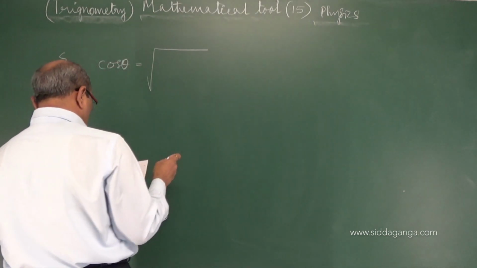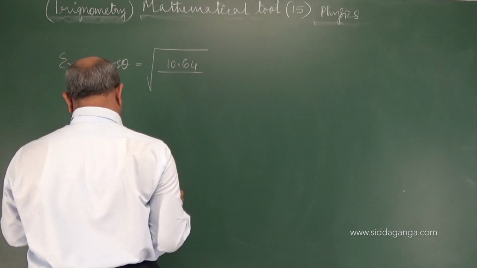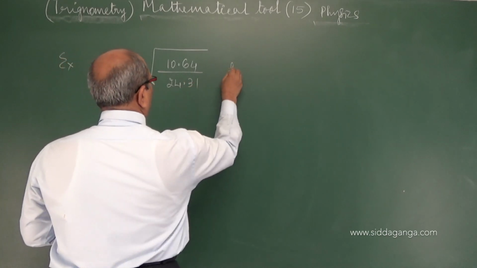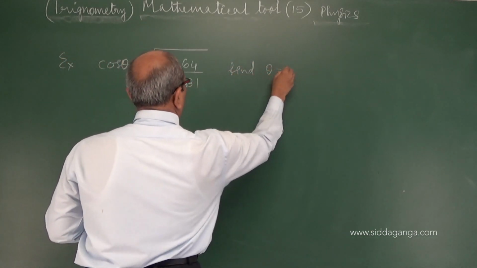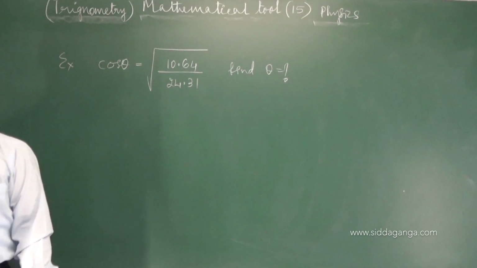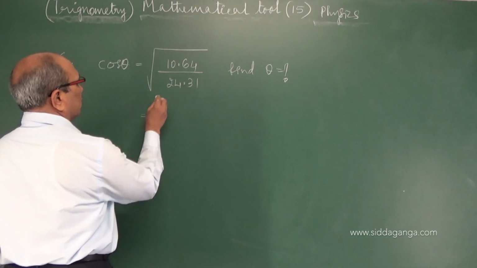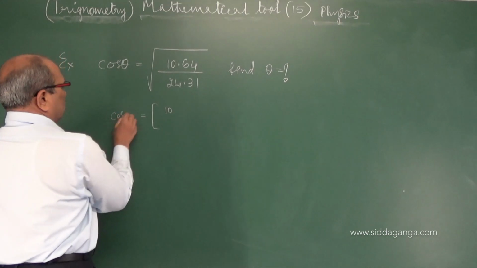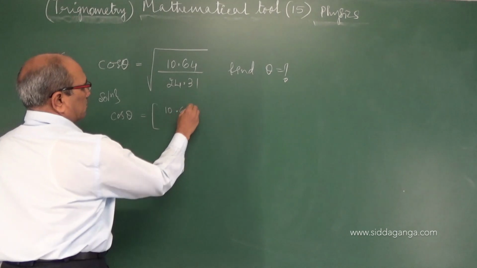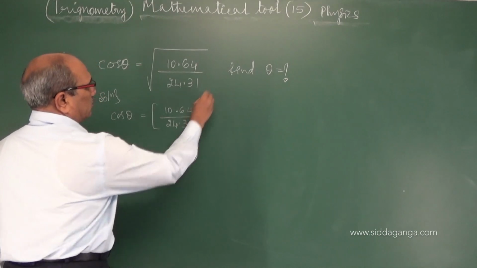See the next problem, cos theta is equal to 10.64 divided by 24.31. Find theta. So the question is to find the value of theta here. What you have to do is, first you have to find the cos theta in the solution part. 10.64 by 24.31 is given to the power of half.